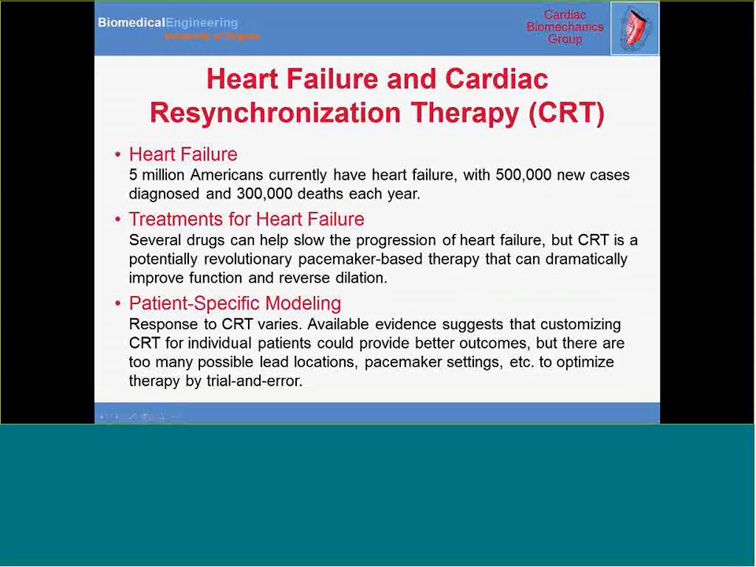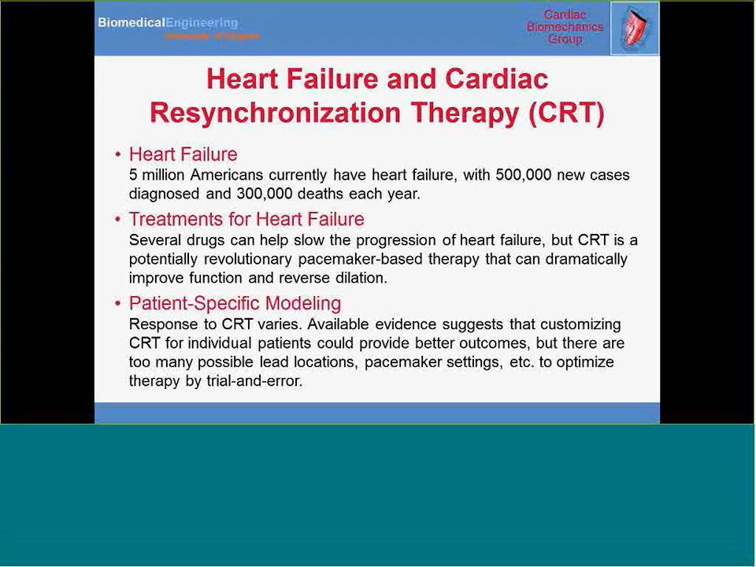So the clinical problem we're interested in is heart failure. There are over 5 million Americans currently diagnosed with heart failure, and 500,000 new cases each year, 300,000 deaths each year. And we're focusing on a particular treatment called cardiac resynchronization therapy that I'll say a little bit about in a couple of slides. There are several drugs that we have for heart failure that can slow the progression, but what's really unique about CRT is that when it works, it can actually reverse heart failure, dramatically improving function, shrinking the size of a dilated heart.